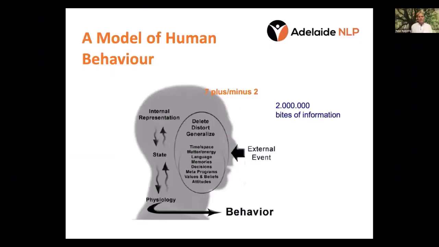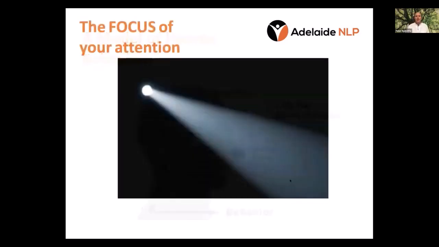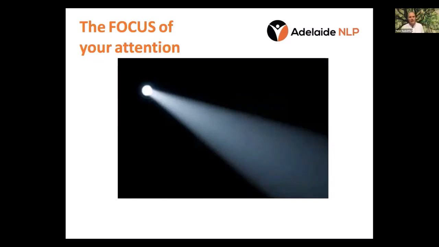So this model gives us the basis for a lot of understanding of NLP. And the first important lesson that we draw from that model is, if we are only taking 0.1% of the information in at any one time, what are we missing in the 99.9% of the information that our unconscious mind is deleting or distorting or generalizing?